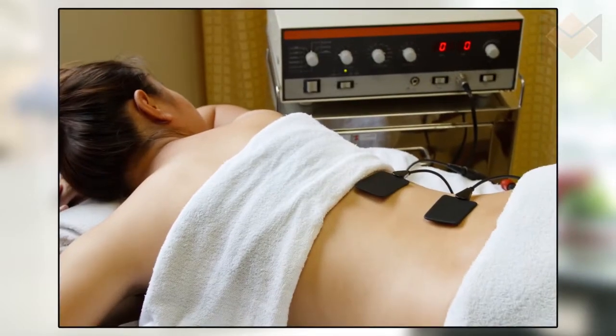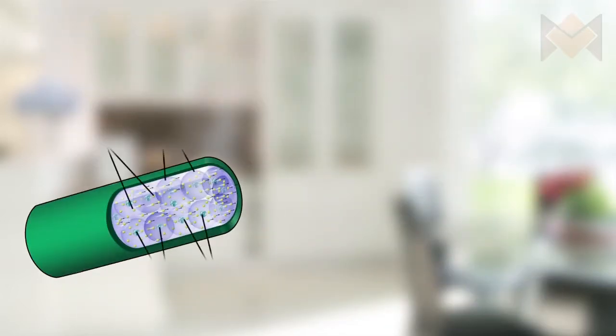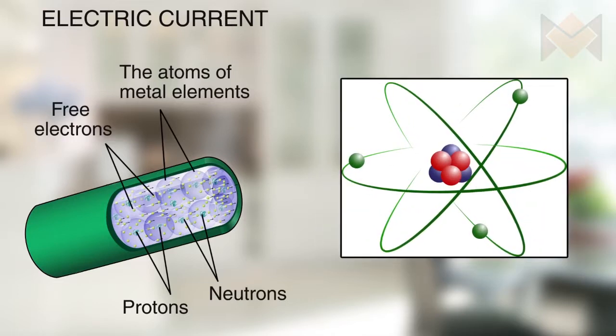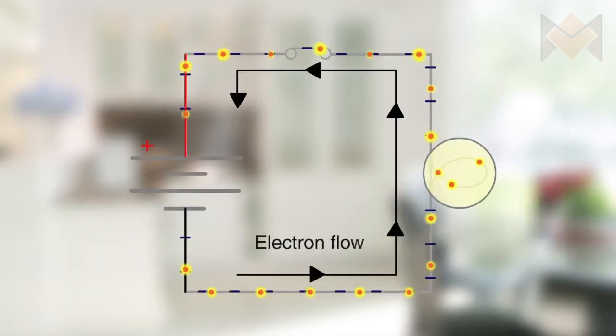To understand how electricity affects the body, we need to understand a little bit about electricity and how it works. Electricity is the movement of an electrical charge, specifically the movement of particles with a negative charge called electrons. This movement of electrons is called an electrical current. Electrons flow from an area of negative charge to positive charge.